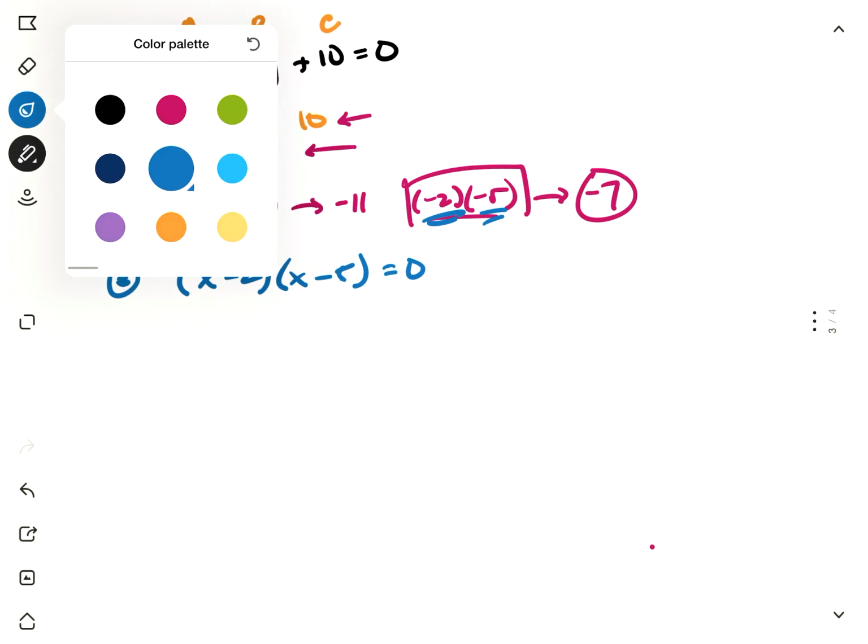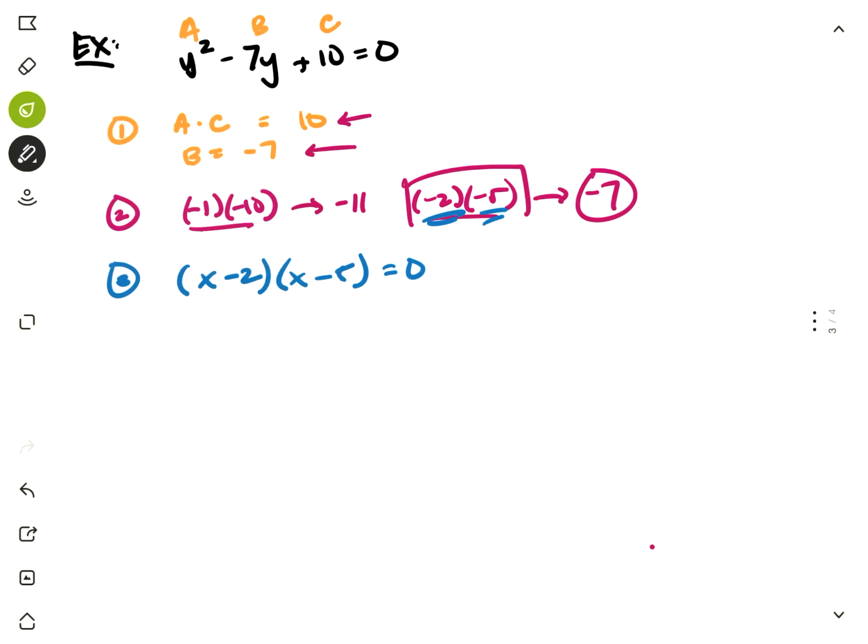Okay, last step, zero product property. So we're saying that if these two things are multiplied together and they equal 0, then one of them has got to be equal to 0. So let's try it the faster way without all the writing. What minus 2 equals 0? That would be 2. What minus 5 equals 0? That would be 5. And then you're done.